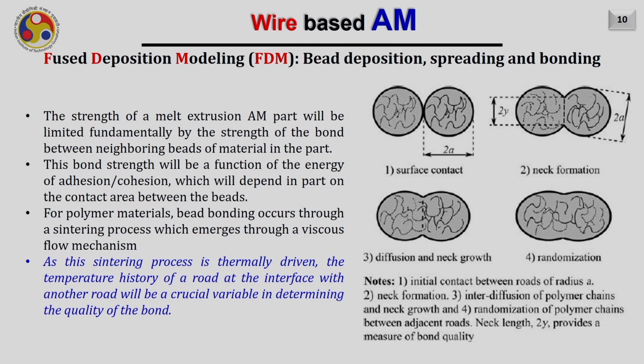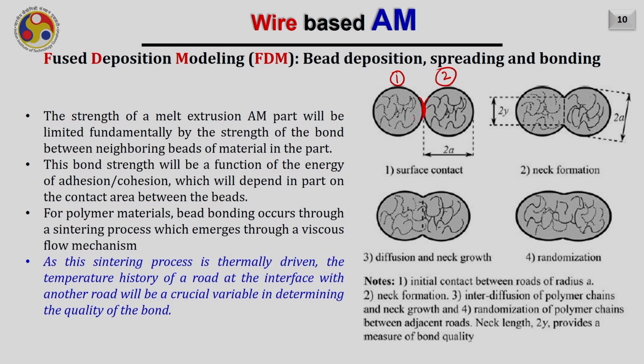Now let us try to understand the bonding phenomena in the deposited beads. The strength of the melt extruded additive manufacturing part will be limited fundamentally by the strength of the bond between the neighboring beads of the material in the part. So this is, for example, deposited bead 1 and this is bead number 2. This bond strength, which is happening here due to this contact, will be a function of the energy of adhesion/cohesion, which will depend in part on the contact area between the beads. If the contact area is more, of course this bond will be more.